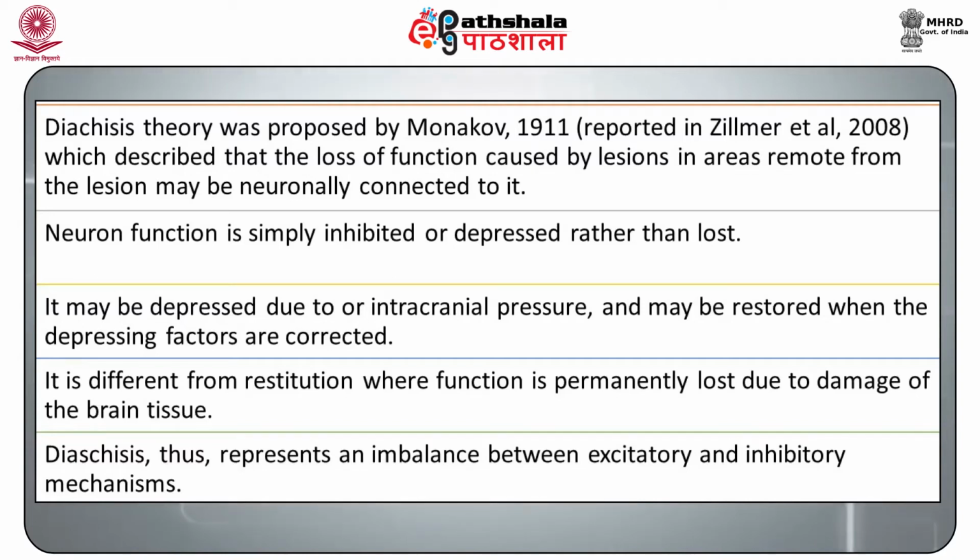Diaschisis, a theory proposed by von Monakow, described that the loss of function caused by lesions in an area remote from the lesion may be neuronally connected to it. Neuron function is simply inhibited or depressed rather than lost. It may be depressed due to edema or intracranial pressure and may be restored when the depressing factors are corrected. It is different from restitution, where the function is permanently lost due to damage of the brain tissue. This theory represents an imbalance between excitatory and inhibitory mechanisms.